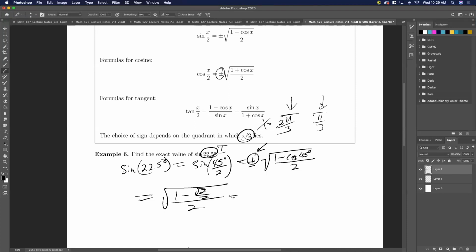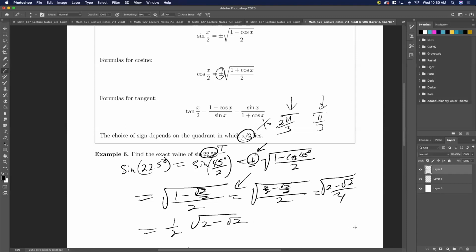I simplify that out. You can leave it at this point, I'm okay with that. If I wanted to simplify, it'd be 2 over 2 minus square root 2 over 2, all divided by 2, which would be the same thing as square root of 2 minus square root of 2 over 4, and I can pull out the 4 as a half, and so I get 1/2 the square root of 2 minus the square root of 2. So this is the precise answer.